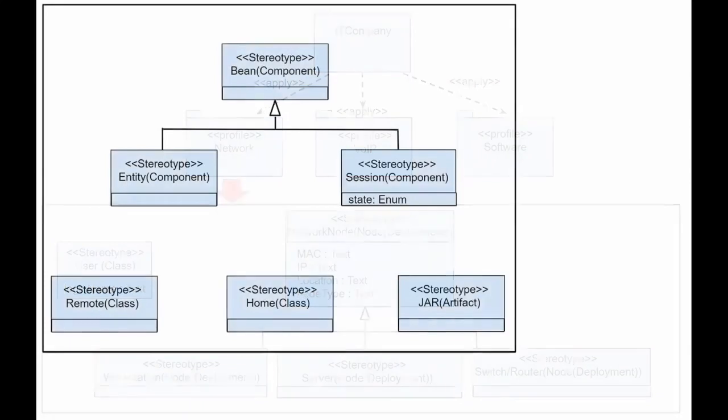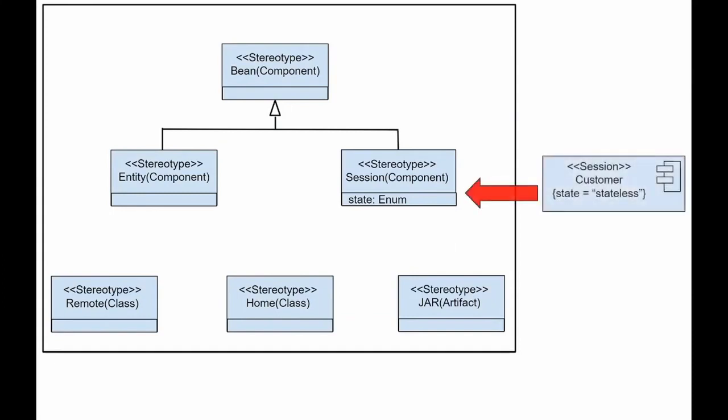In this diagram, we define the EJB profile as a package. The bean itself expands from the component meta model as an abstract bean. An abstract bean can be instantiated as an entity bean or a session bean. EJB has two types of remote and home interfaces. EJB also contains a special kind of an artifact called a jar file for storing a collection of Java code.